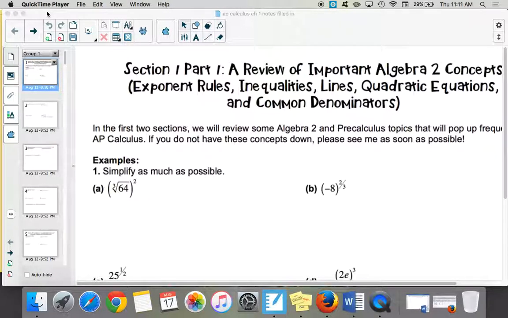For the first couple days we're going to be reviewing some Algebra 2 and pre-calc concepts. So the first thing we're going to start reviewing with is exponents. So let's start there.